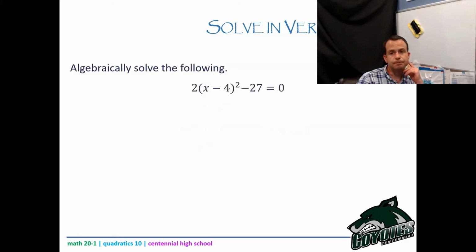Now, it kind of looks like it's in vertex form already. So when it's in vertex form like this, you don't want to expand it all out. I just need to add 27, divide by 2, take the square root, and add 4. Can you see all those steps in your head? Okay, I'm going to write them out for you in a second.